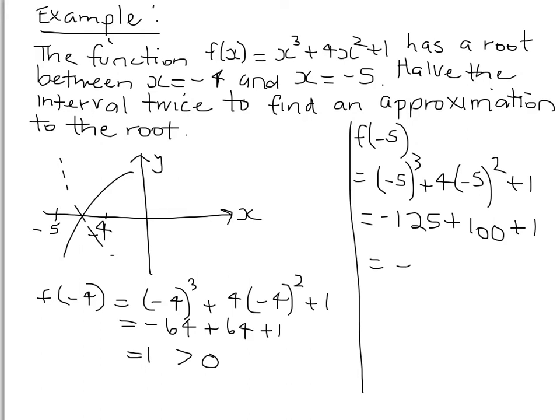Which is minus 25 minus 24, which is less than 0. So it's true, there is a root between minus 4 and minus 5. F of minus 4 is positive, which is somewhere there, and f of minus 5 is negative. So it's this first one I drew.